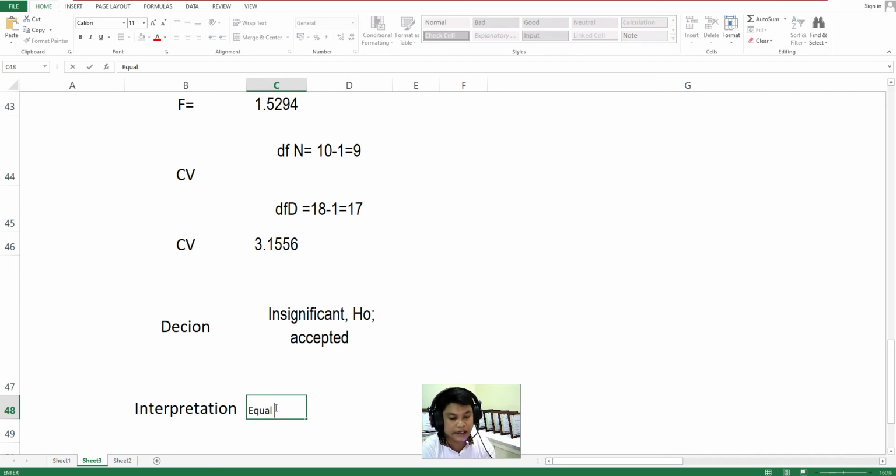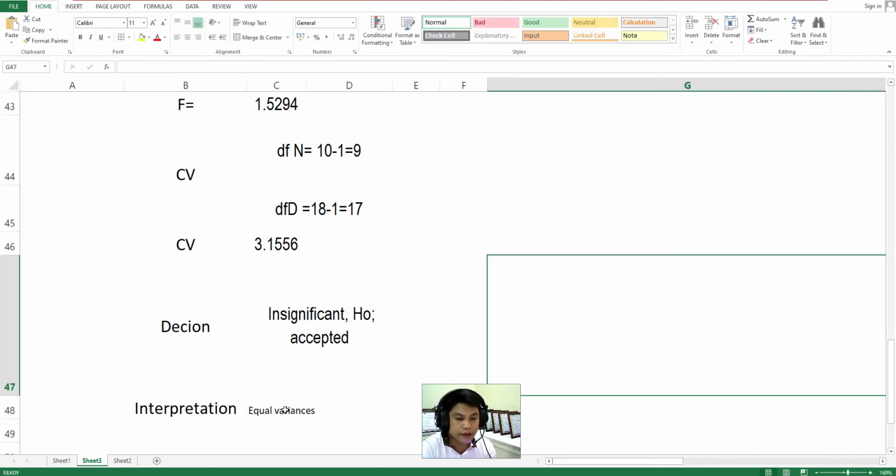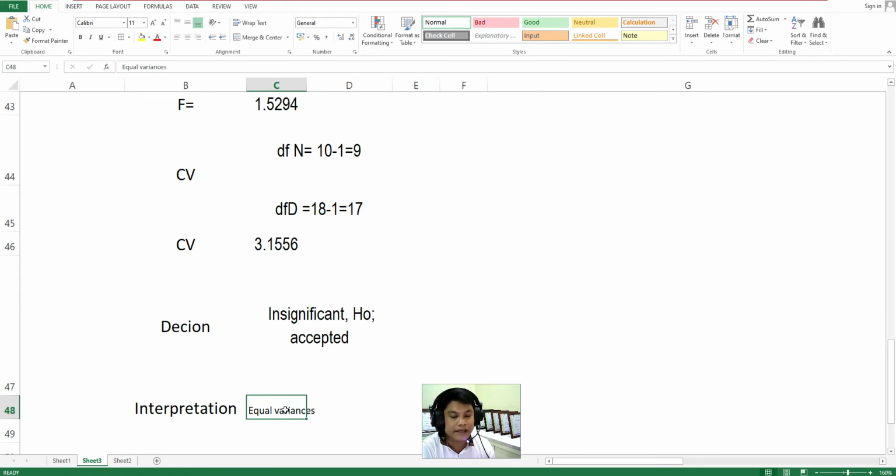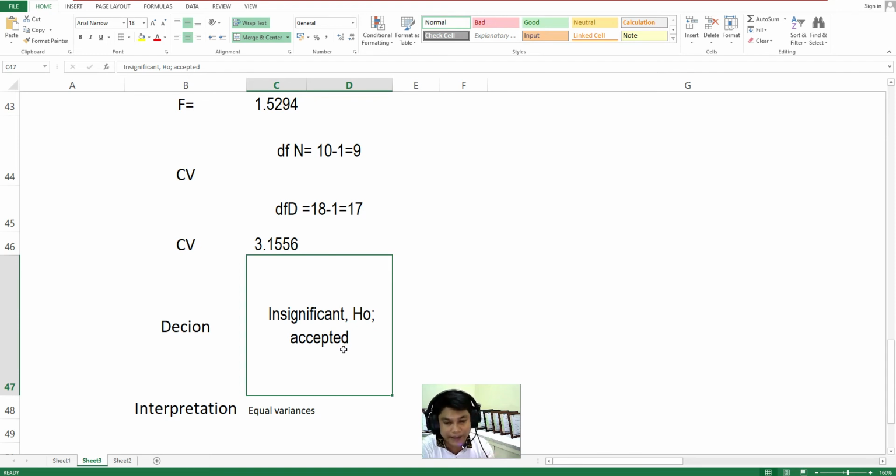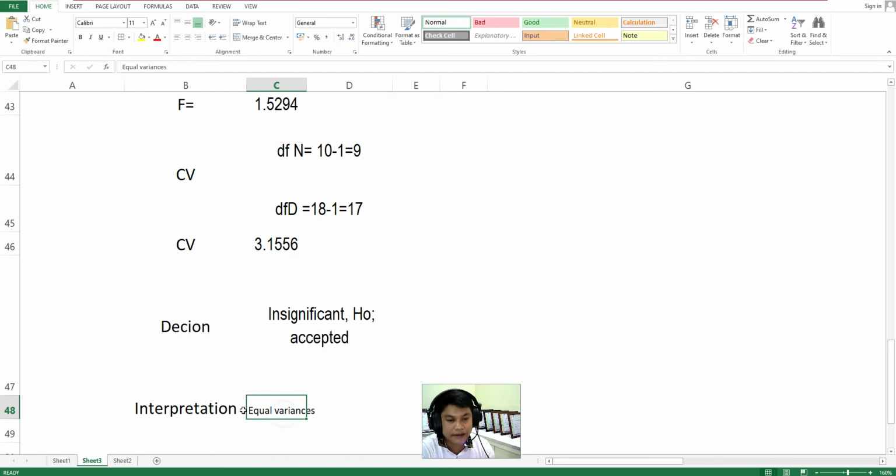Equal variances. Again, remember we are still in the analysis whether the variances are equal or not. Now, finally, we can say the variances are equal. Why? Because there is no significant difference. The null is accepted. The null says there is no difference and it's accepted, so therefore equal. So that's the meaning of the null hypothesis. And the result here is equal variances because the null means none or no difference.